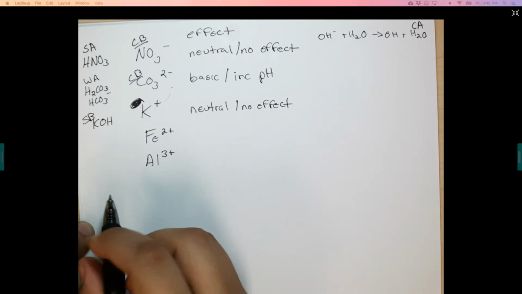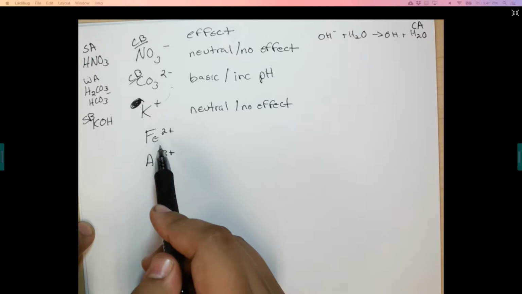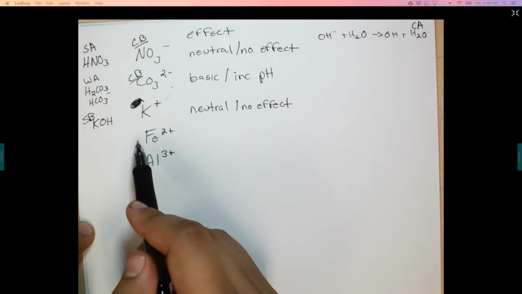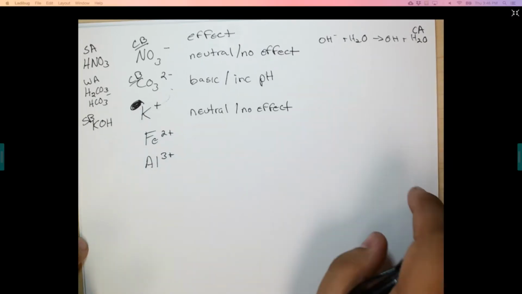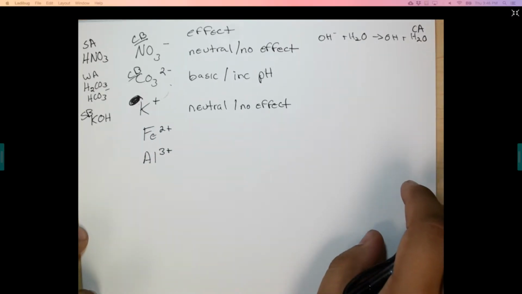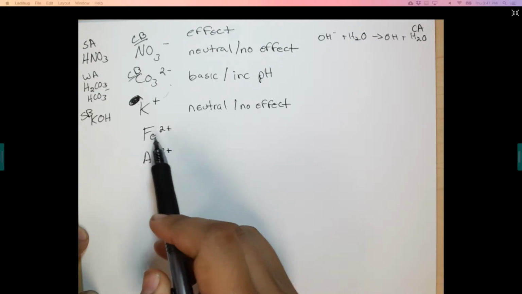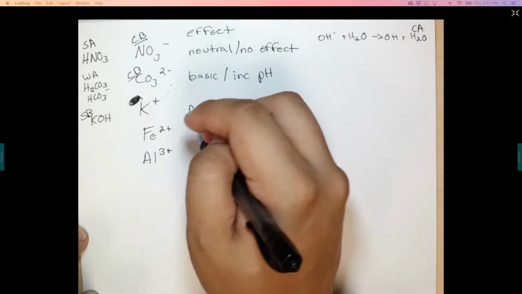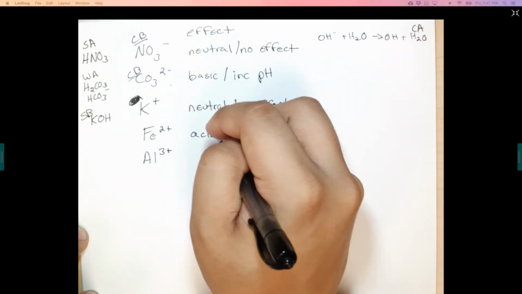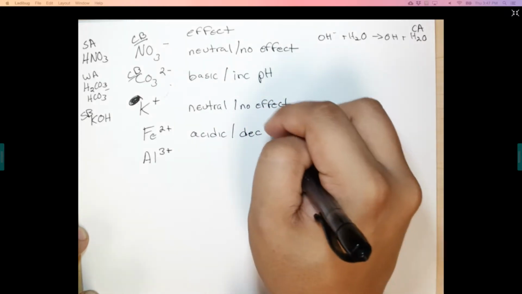So K plus, no effect, strong base. Okay, now let's take a look at your transition and post-transition metals. They give us iron 2 plus. So the iron 2 plus ion, remember, when we're dealing with transition metals that have multi-charged transition metals specifically, these are acidic, and therefore they decrease the pH.